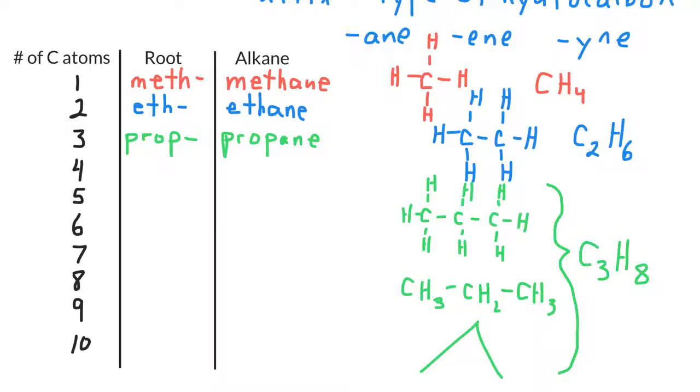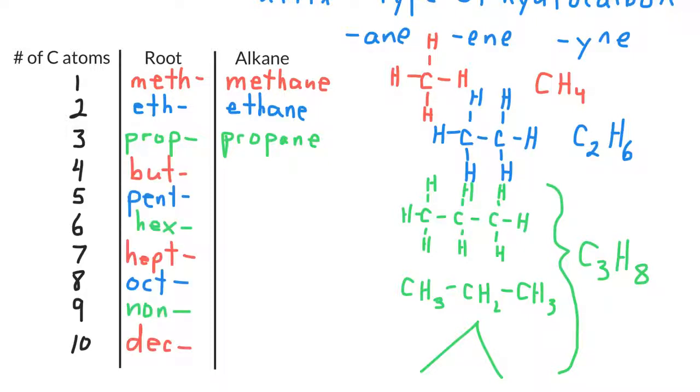I'm not going to draw the rest of the structural formulas. I'm just going to show you the roots and the names of the alkanes. So if you have 4 carbon atoms, the root is but, 5 is pent, 6 is hex, 7 is hept, 8 is oct, 9 is non, 10 is dec. Just like when you're naming regular polygons in math.